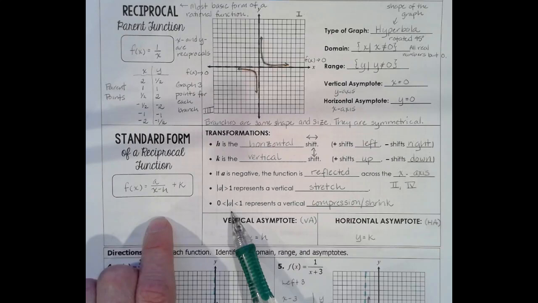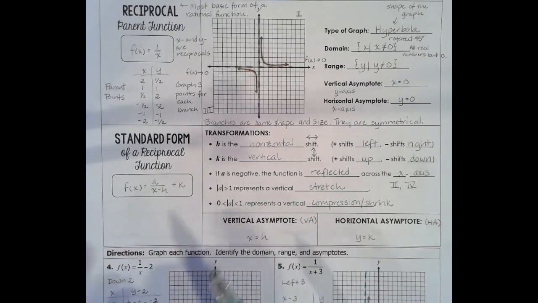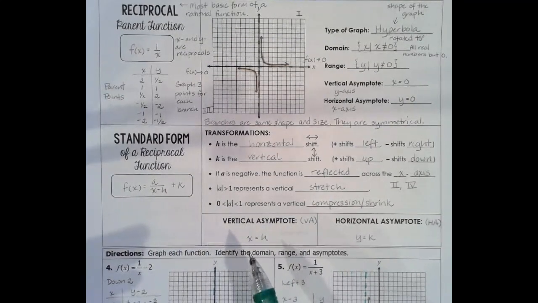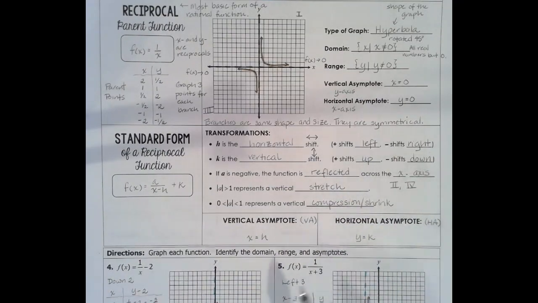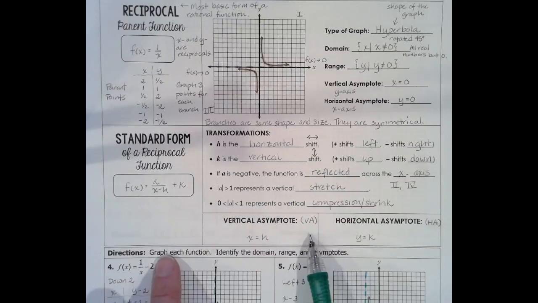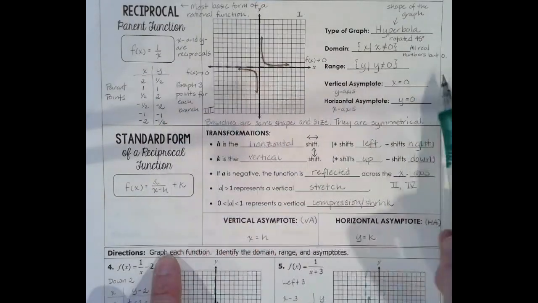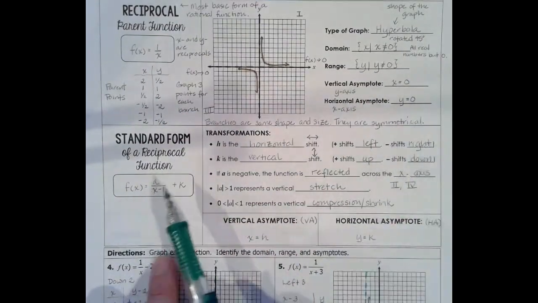If the number happens to be between 0 and 1, say 1 half, or maybe 0.75, then it represents a vertical compression or shrink. Now, how do we find the asymptotes? So here it was easy, right? It was just x equals 0 and y equals 0.